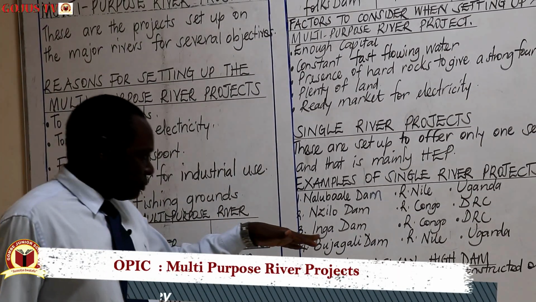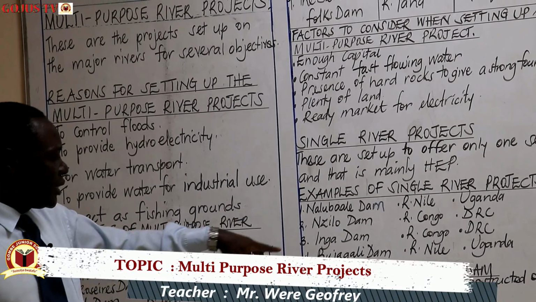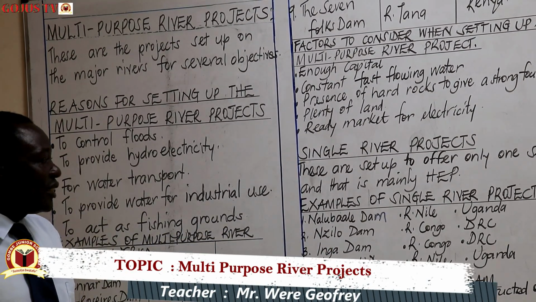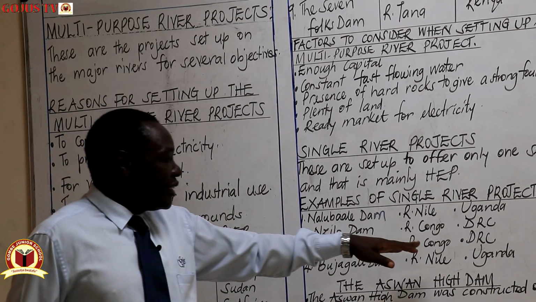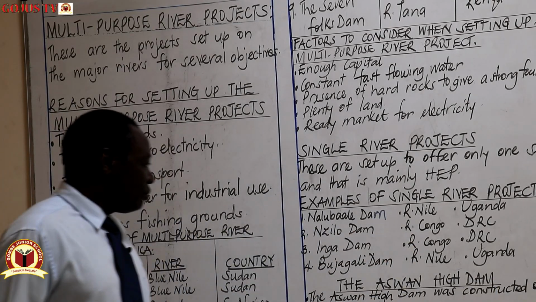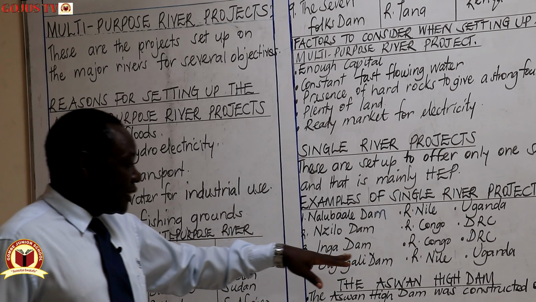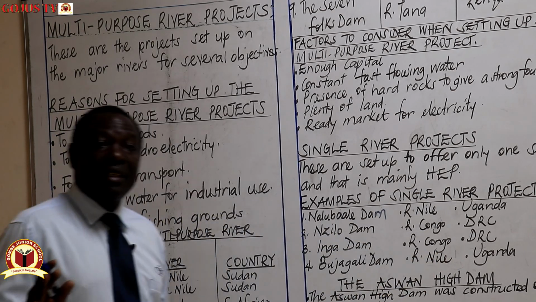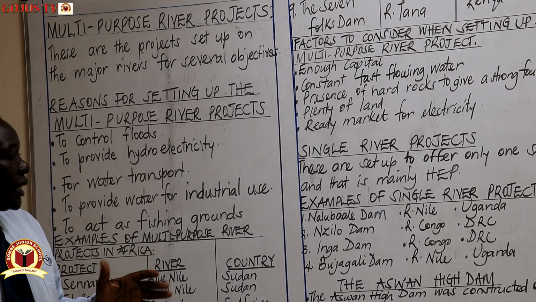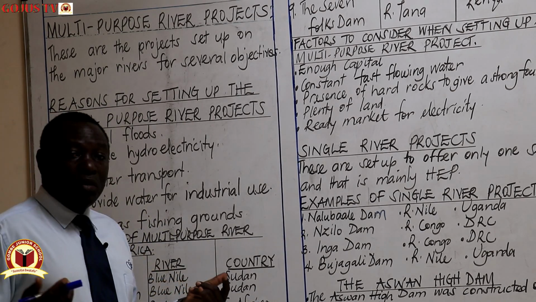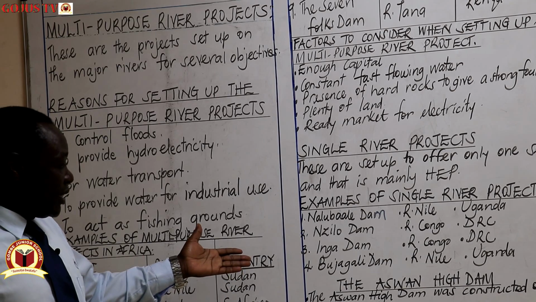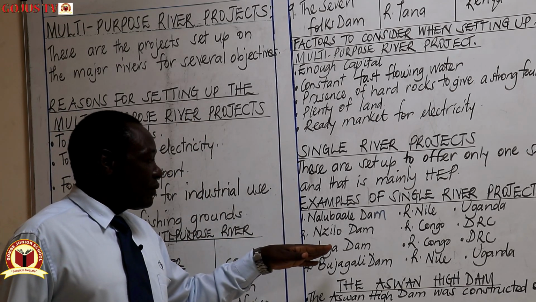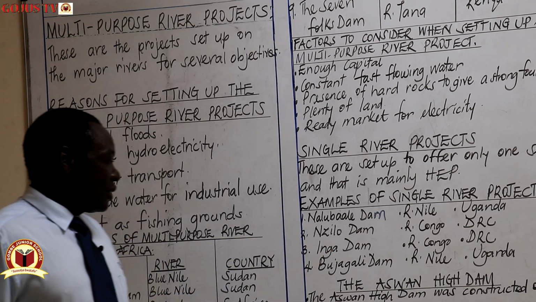Another single river project is Inga Dam. Inga Dam is also found in DRC and it's on River Congo. We have the Bujagali Dam, that's on River Nile in Uganda. But as I said, all single river projects were set up basically for electricity. And all the river projects we have in Uganda are set up basically for electricity.